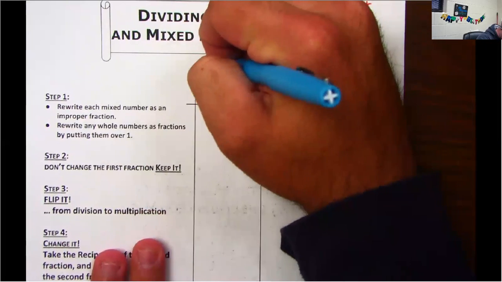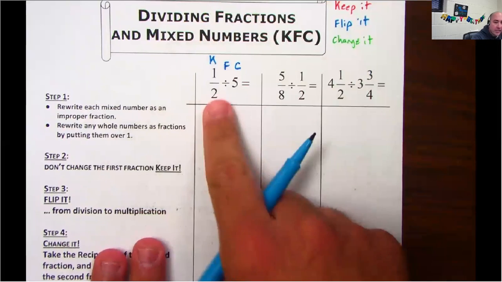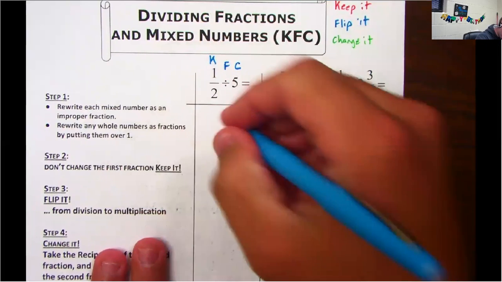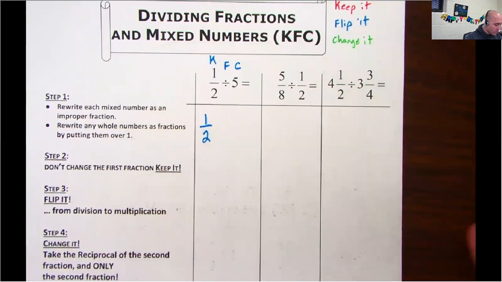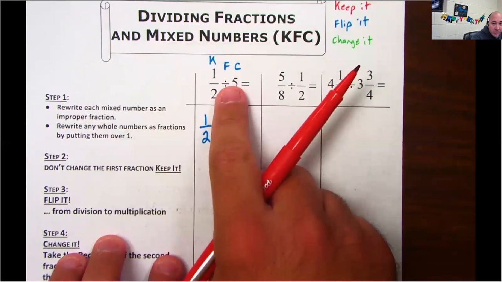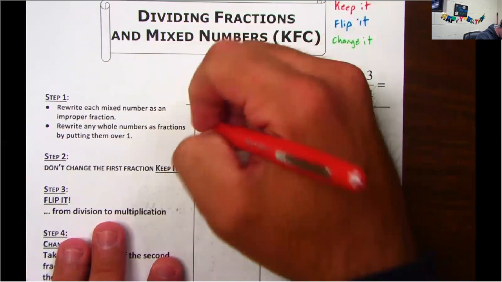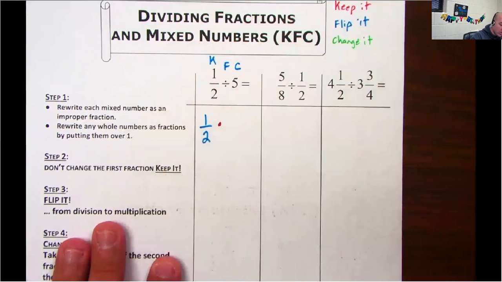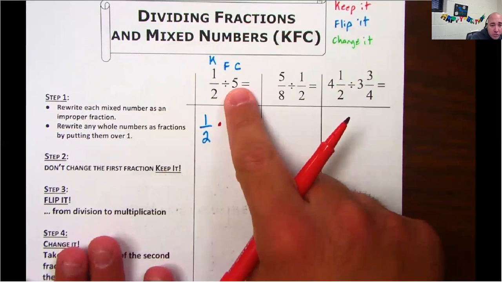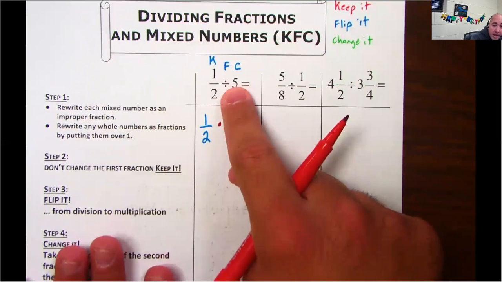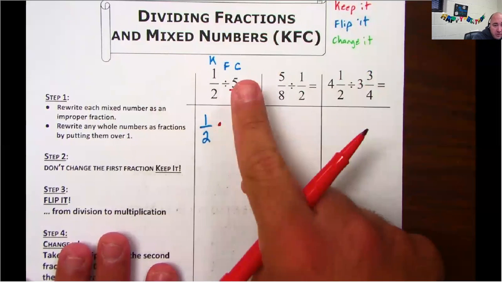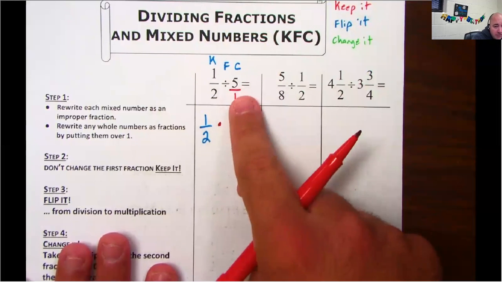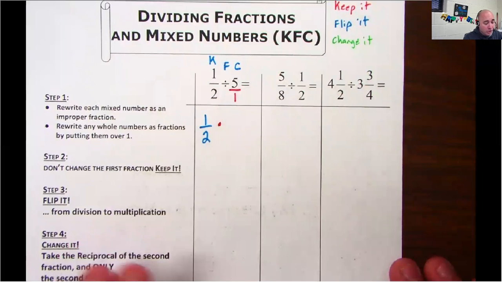K, F, C. Keep it. We keep the first fraction. Always keep it. We flip it from division to multiplication. Change it. Now, first of all, this is a whole number. How do we turn a whole number into a fraction? Put it over 1. So that's the first thing. Put the whole number as a fraction by putting it over 1.